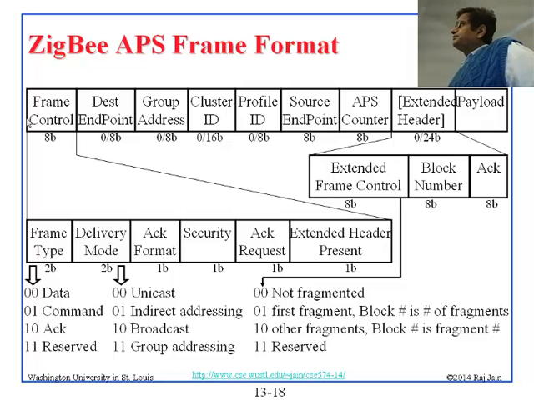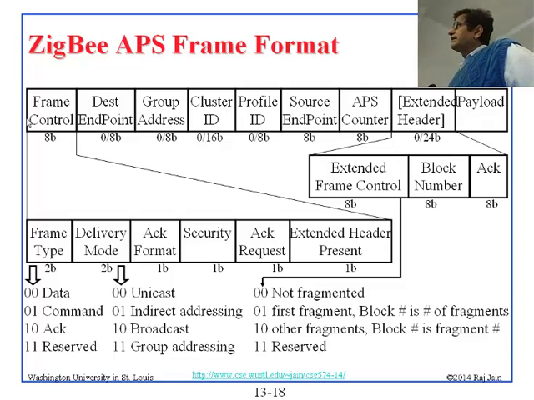ACK format. ACK format is simply 1 bit. So all it says is whether the ACK is there or not, 0 or 1, present or not present. So essentially the name is a misnomer. Security is there or not there. ACK request, whether I want the ACK or not. So the ACK is optional. And the extended header is present or not, the last one. So these 4 bits simply indicate what is missing in the main frame, right? Or whether it is there or not.